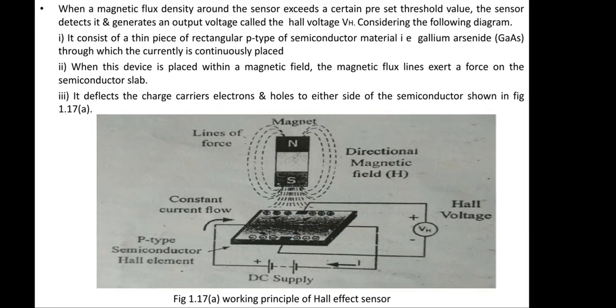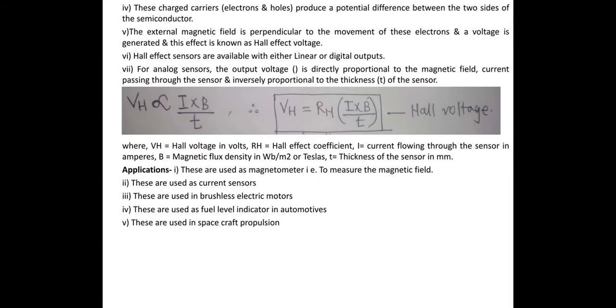And because of that, what will happen? They produce a potential difference between the two sides of the semiconductor. The external magnetic field is perpendicular to the movement of these electrons, and a voltage is generated, and this effect is known as the Hall effect voltage.